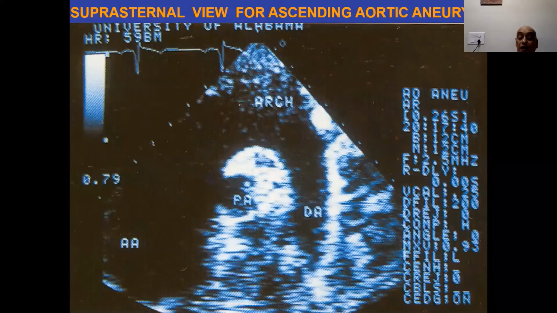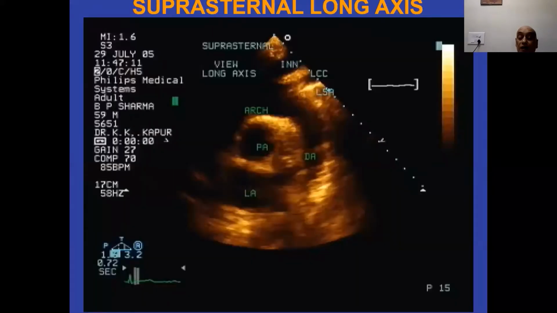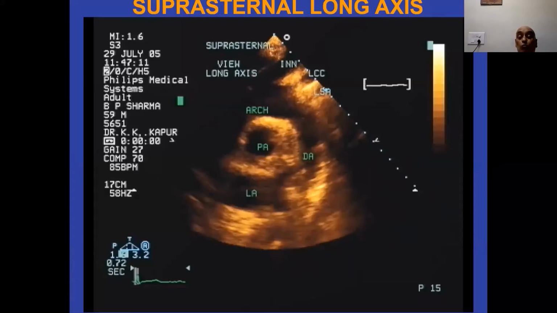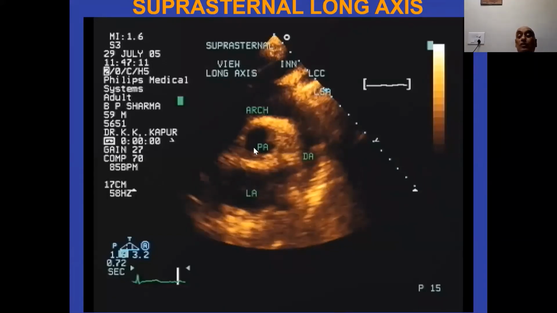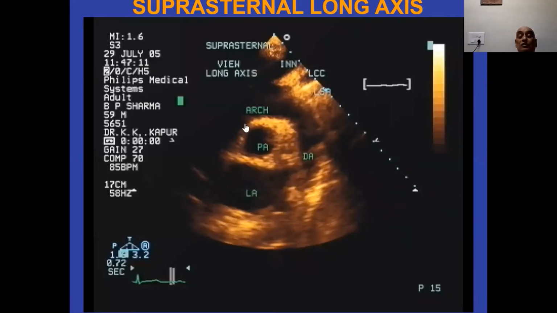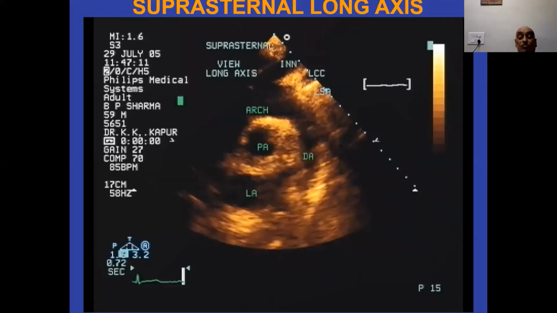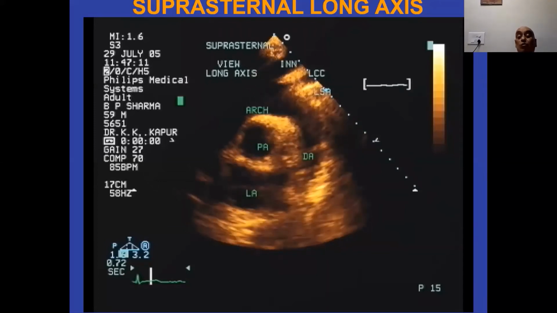And as you move this clip, you can see the most superior wall of the left atrium. The superior wall of the left atrium is not seen from any other view except this view, and you can get some idea about the left atrial function. But more importantly, you're seeing the right pulmonary artery, the arch of the aorta, the arch branches, and the descending thoracic aorta. And this is the view that is used, a very important view for aortic dissection. So this is the suprasternal long axis view.